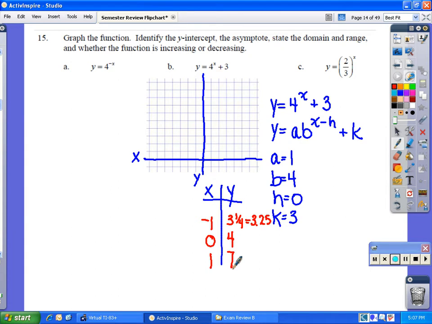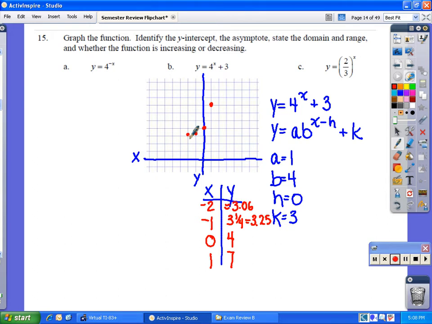Notice at -1, we're just above 3 at 3 1/4. At 0, we're at 4. And at 1, we're at 7. This has started increasing very rapidly. If we go back to our calculator, we'll see that at -2, we get 4 to the -2 is 1 over 4 squared, or 1/16 plus 3. So this is going to be approximately 3.06, very, very close to 3.